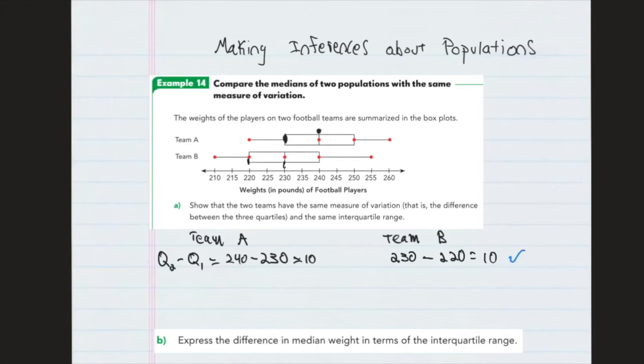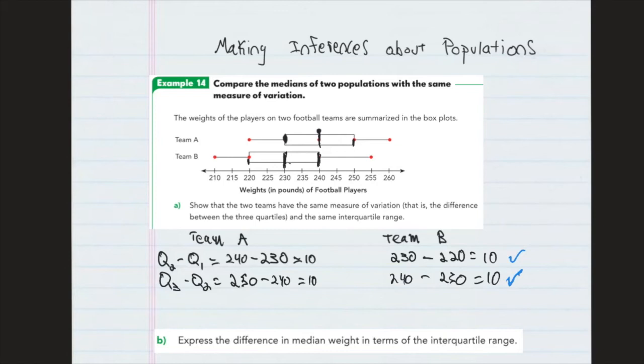So those are equal. And let's check the difference between quartile 3 and quartile 2. So for team A, that's going to be 250 minus 240, which equals 10. And then for team B, it's 240 minus 230, which is also 10. So those are equal.